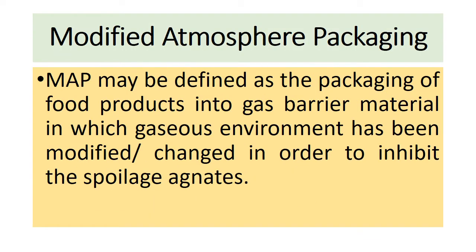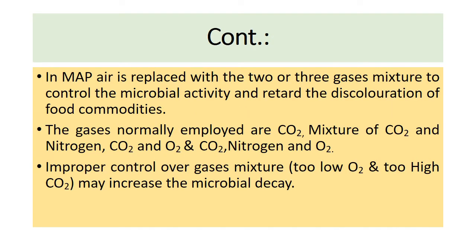Now, if we talk about the definition of modified atmosphere packaging, it is derived from the term modified atmosphere. Modified atmosphere packaging may be defined as the packaging of food products in gas barrier material, in which the gaseous environment inside the package has been modified and changed in order to inhibit spoilage agents. In MAP, air is generally replaced with two or three gaseous mixtures to control microbial activity and retard discoloration of the food commodities.